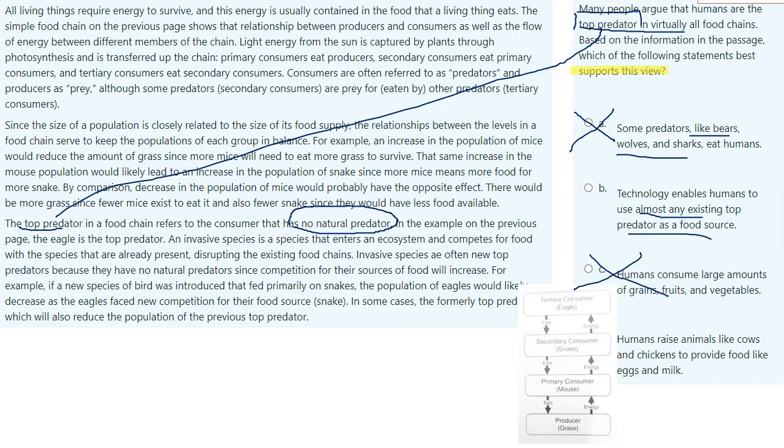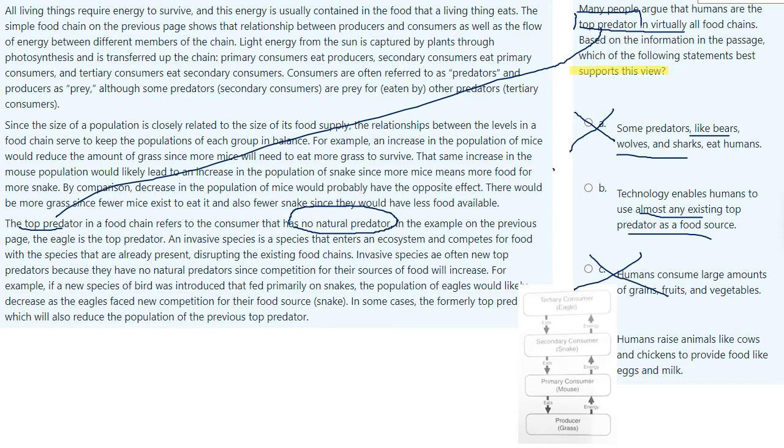Invasive species are often new top predators because they have no natural predators, since competition for their sources of food will increase. For example, if a new species of bird that fed primarily on snakes, the population of eagles would decrease as the eagles faced new competition for their food source of snakes. In some cases, the former top predator, which will reduce the population of the previous top predator. So in some cases, they will eat the old predator.